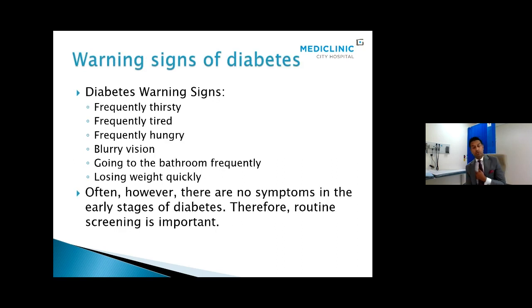What are the warning signs? Many people who have late onset diabetes won't get any symptoms. And therefore, as I mentioned with blood pressure and cholesterol, it's very important to check your sugar levels on an annual basis, just to make sure that your sugar levels are okay. But at an earlier stage, some of the warning signs would be increased thirst, being frequently tired or hungry, blurring of the vision, passing urine more frequently, so going to the bathroom, particularly at night perhaps, and then maybe any unexpected weight loss.